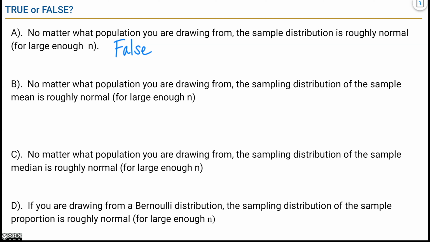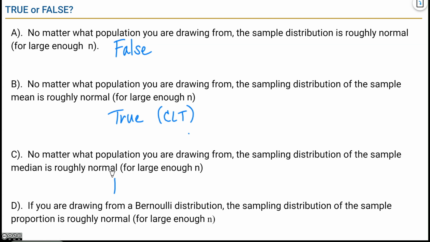No matter what population you're drawing from, the sampling distribution of the sample mean is roughly normal. That is true, using the CLT. And again, we're assuming that your sample is with replacement here, or if not, that you have a small enough proportion compared to your population so that we can make the IID assumption. No matter what population you're drawing from, the sampling distribution of the sample median is roughly normal. No.